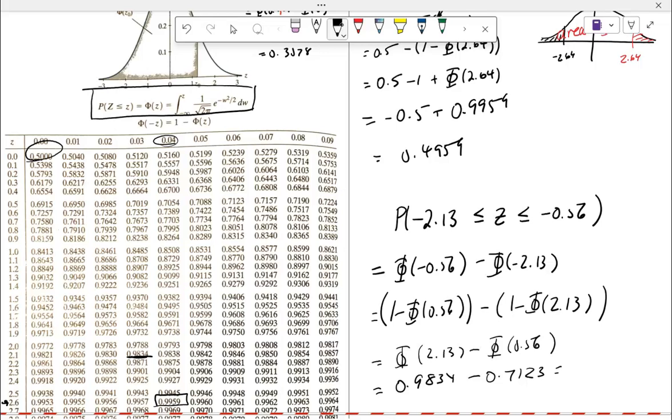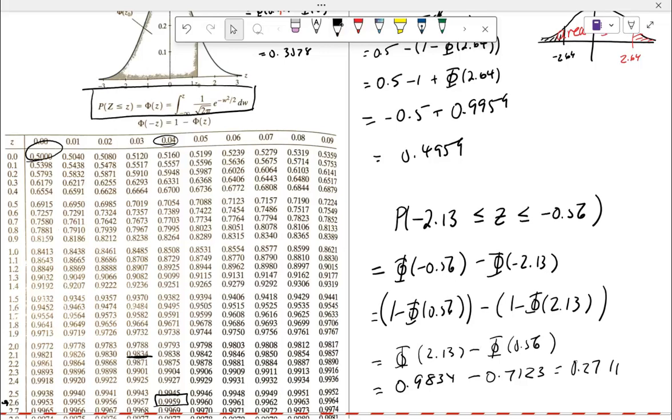That okay? And what do we get there? 0.2711. I did my subtraction right. Questions on that? We okay with that? Let's look at one more.